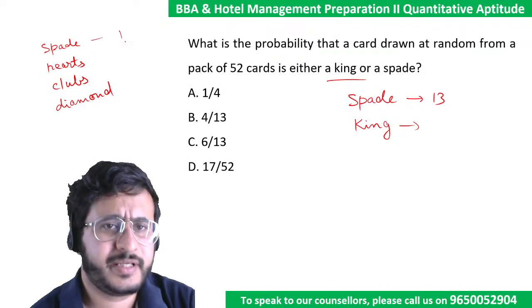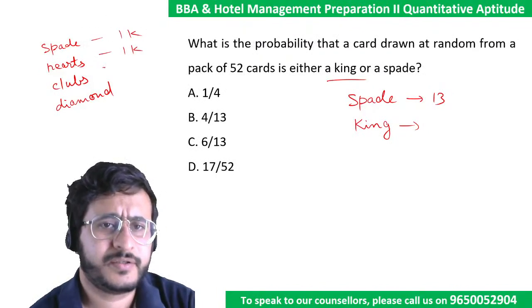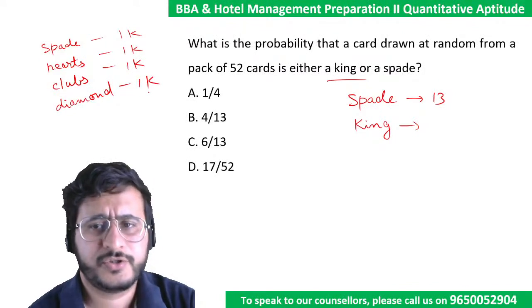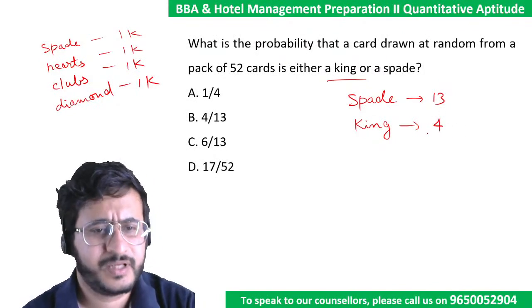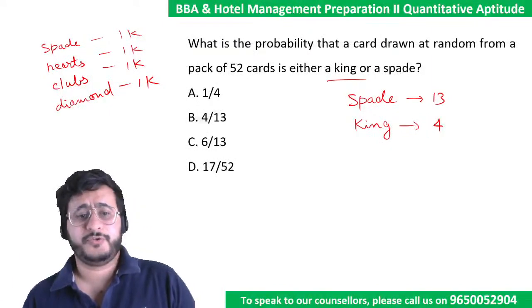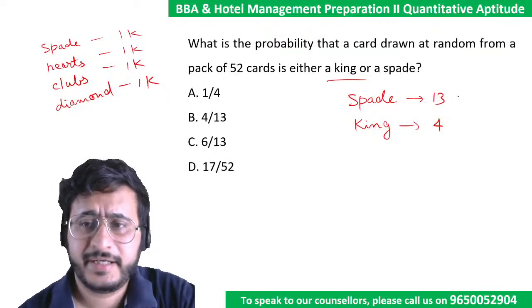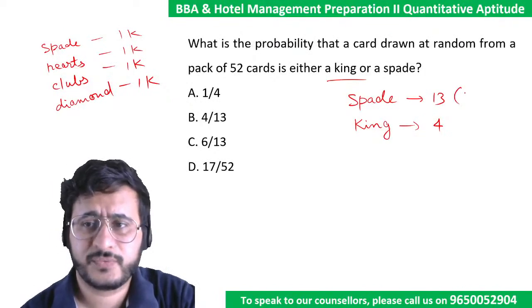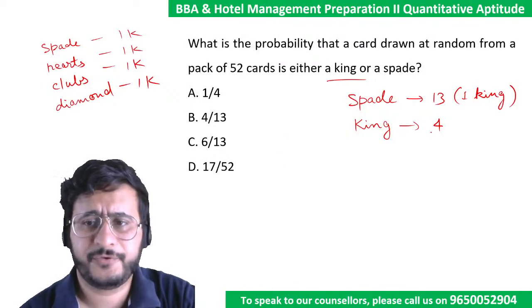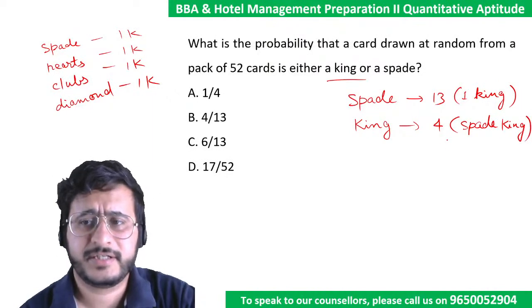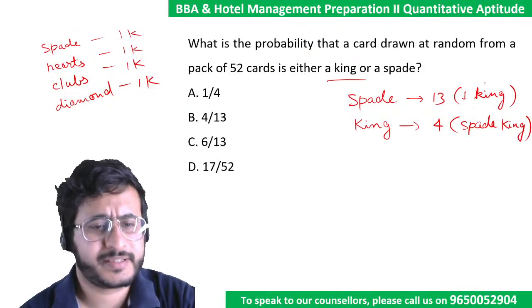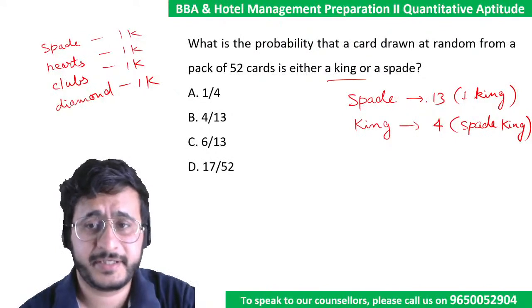So you have one king here, one king here, one king here, and one king here. So a total of four kings. But you need to make sure that you do not count double. If I'm counting these 13 cards, it includes one king, right? And when I'm counting these four kings, it contains the spade king also, isn't it? So I'm counting this number twice. That should not be done, isn't it?